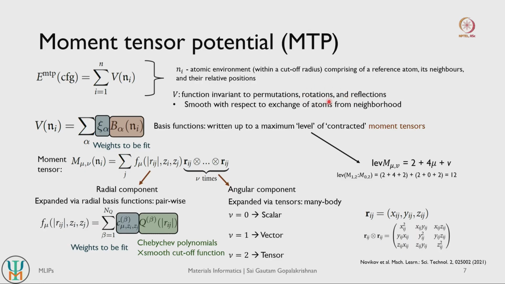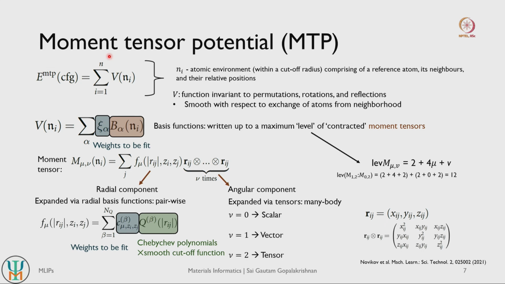It is also invariant with respect to rotations and reflections. So if you rotate a structure, you will get the same energy. If you take a cubic structure and rotate it by 90 degrees, you will get the same energy, and also for reflection. If you take a structure and feed in a reflection of that structure as an input, the output energy will still be the same.